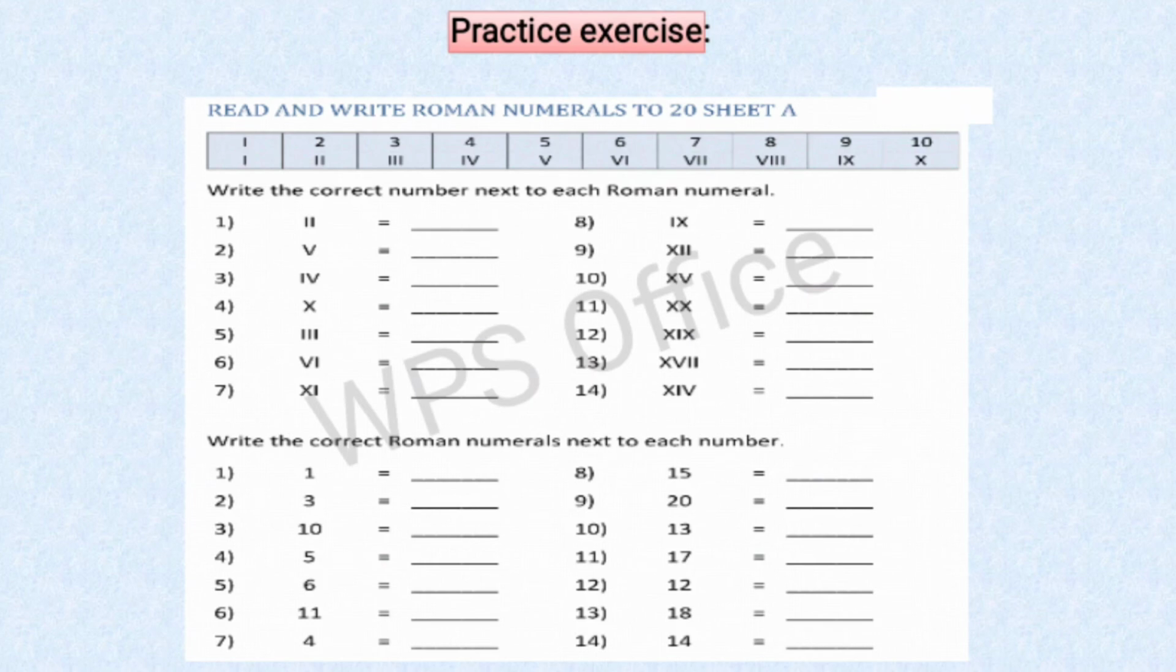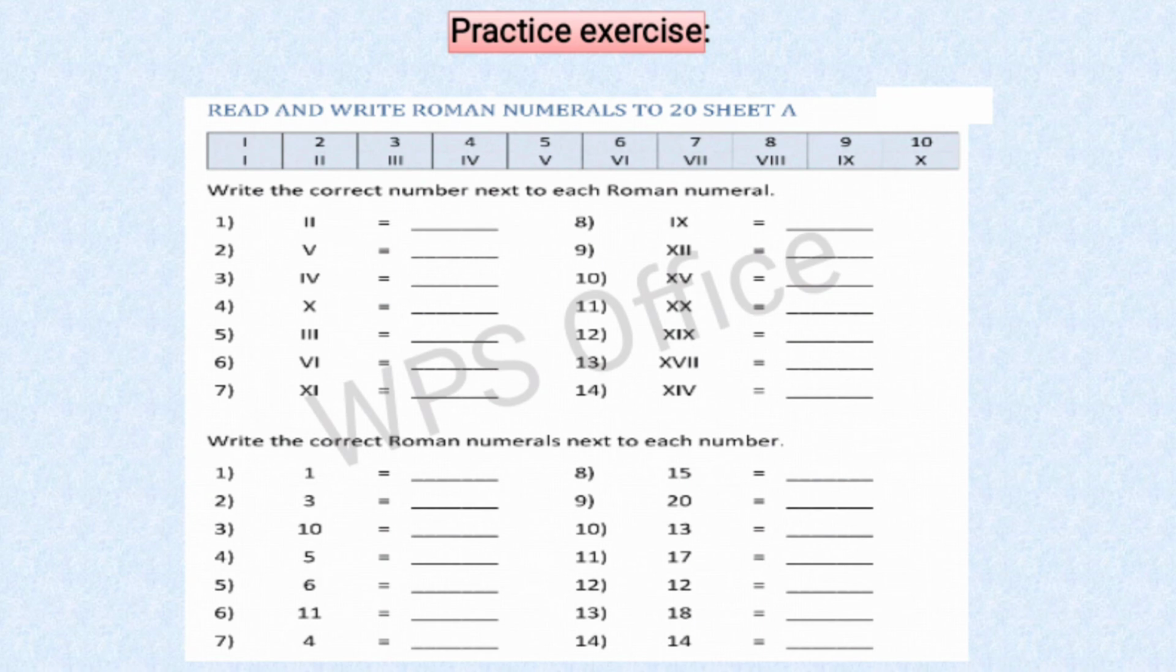First, that is II. So the II is equal to number 2. Second, V. V is equal to 5. Third, IV. Just now we have known that V is equal to 5, and if we write I just predecessor to V, it will mean 5 minus 1, that is equal to 4. So the correct answer for third question is 4.